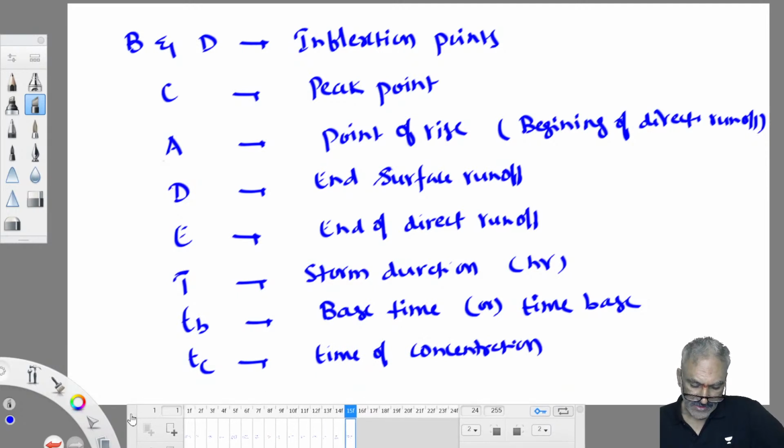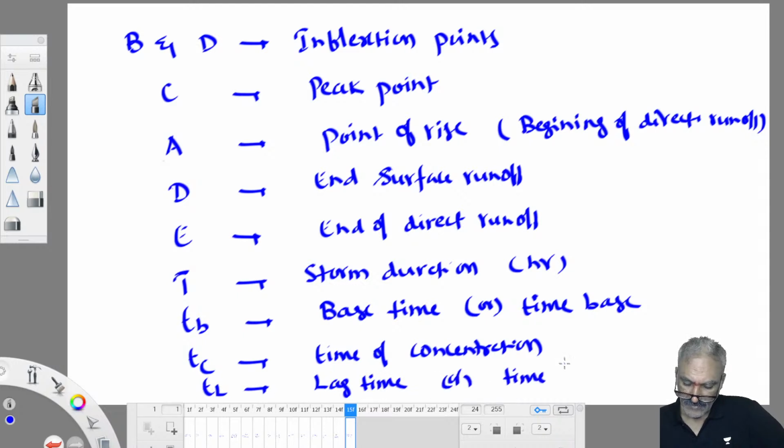And one more we discussed there. What is that? TL, lag time. Time lag. Okay. So this many components are there in a hydrograph, so they'll ask questions from this as well. Understood now? Some people denote it as TP or TL also. Okay, no issue.